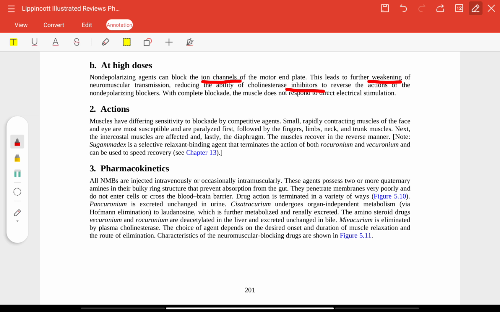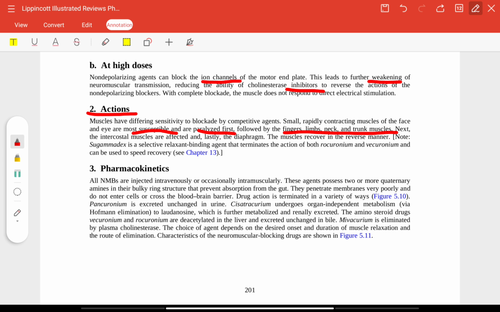We have seen the mechanism of action. Now, what are its actions? Due to sensitivity of blockade by competitive agents, small rapidly contracting muscles of the face and eye are most susceptible and paralyzed first, followed by finger, limb, neck, and trunk muscles.